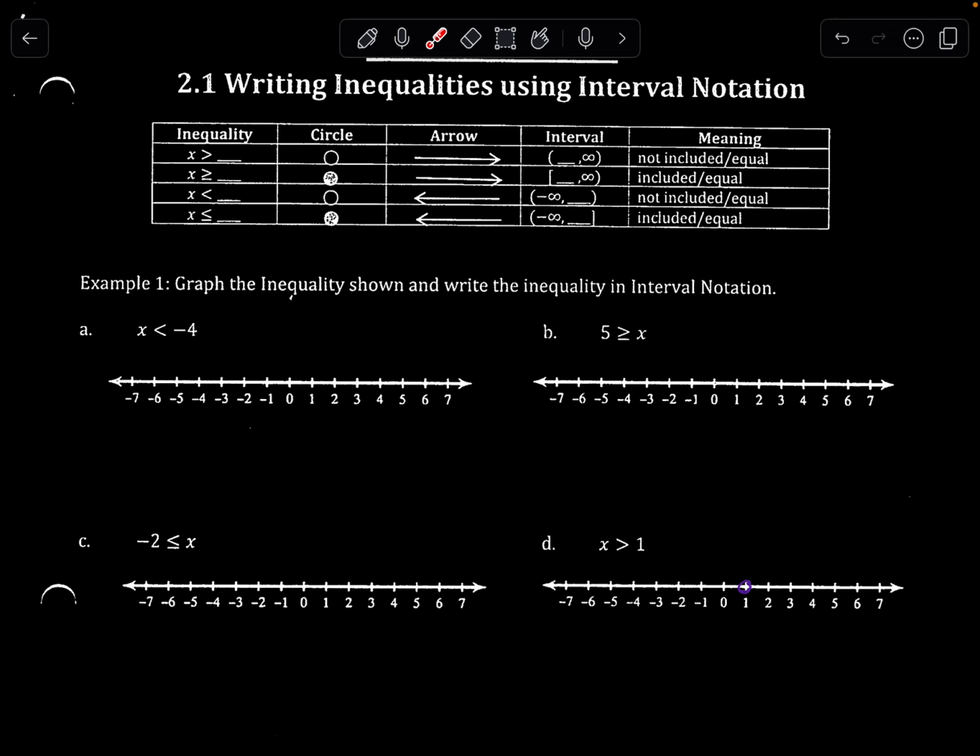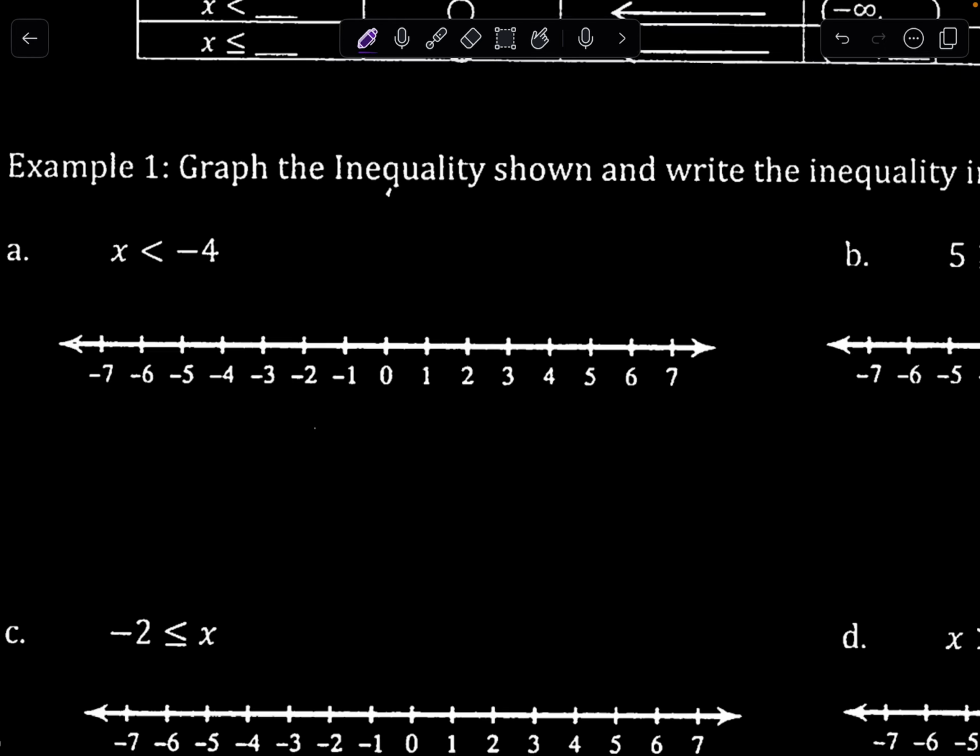Our inequalities can either be x is greater than, greater than or equal to, less than, or less than or equal to. Based on the information that we have, we're able to tell what our circle is going to look like, which direction our arrow is going to go, how our interval will be, and what the meaning of them is. The easiest way to learn how to do this is just by doing it on A.